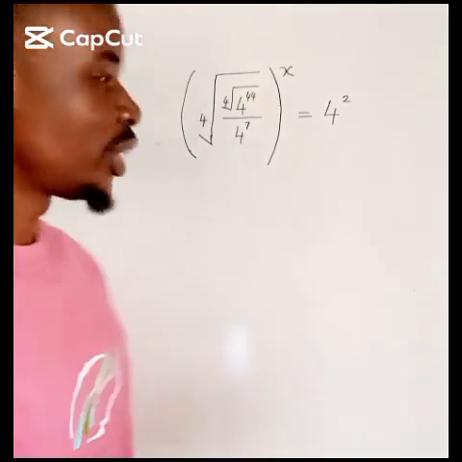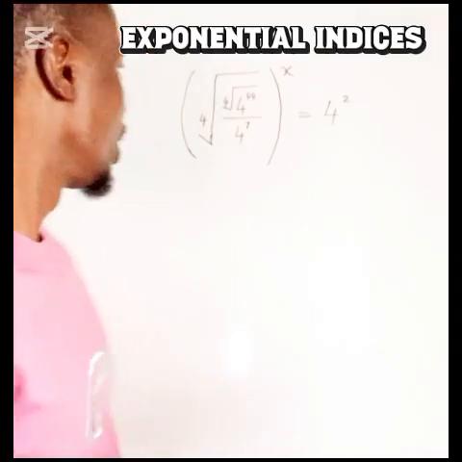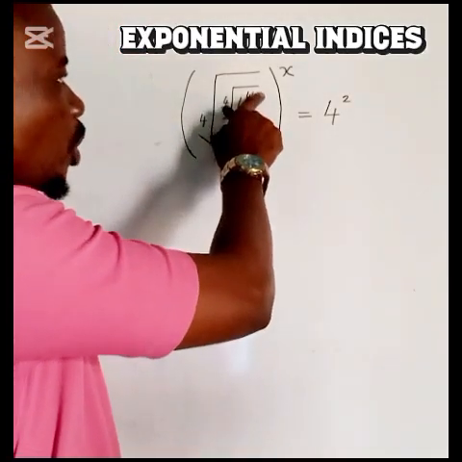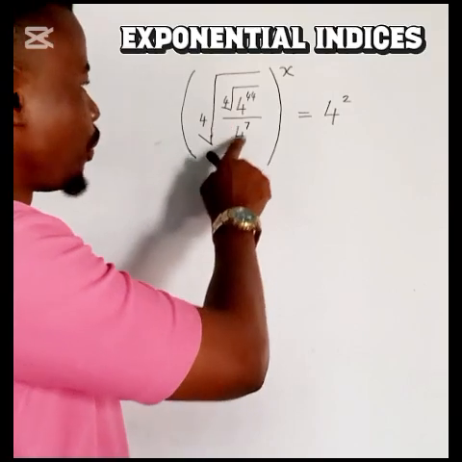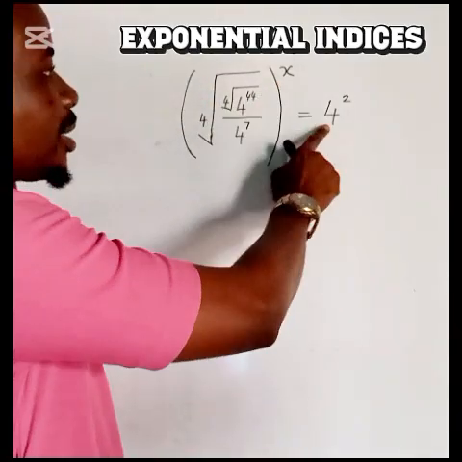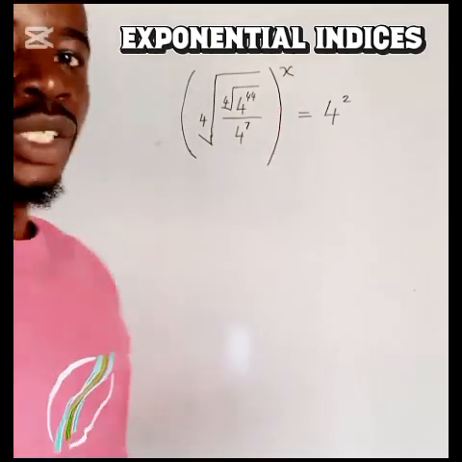All right, we have a question up here, and we're asked to find the value of x. The fourth root of 4 raised to the power 44 divided by 4 raised to the power 7, all raised to power x is equal to 4 squared. We're asked to find x. So how do we do this?